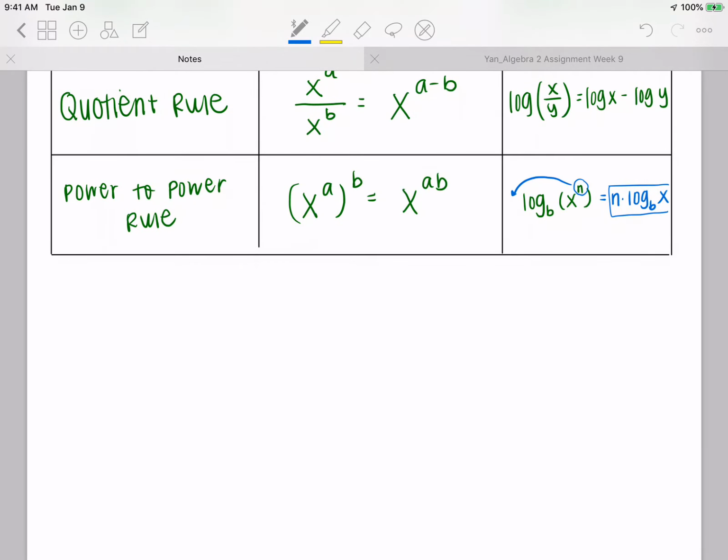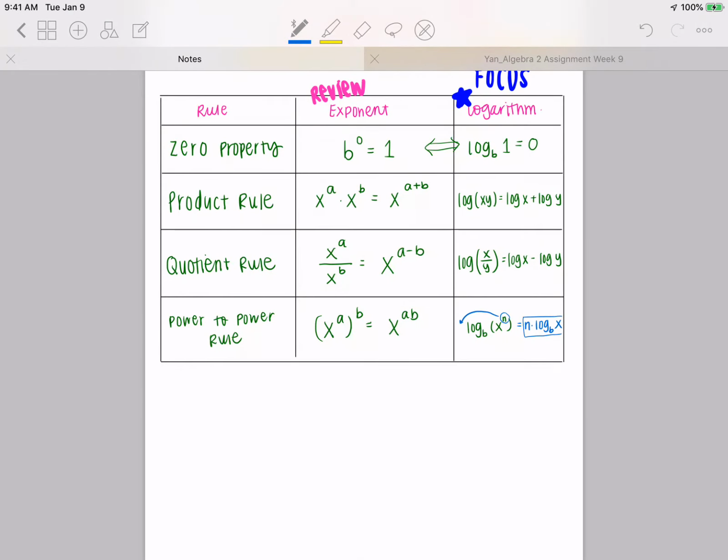All right, let's use these rules and show some examples. I'm going to do log of x to the fifth power, log 6x, ln 3y to the second power. Okay, so let's use the rules above and see if we can break it down using the rules.